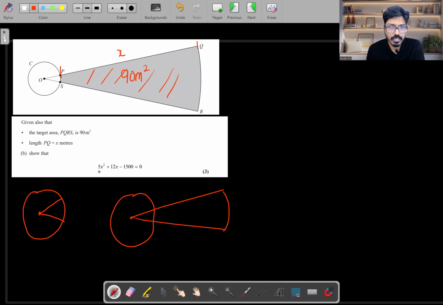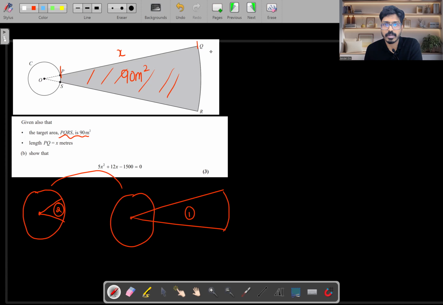So we have to show that 5x square plus 12x minus 1500 is equal to 0. You might have a doubt, like, how will I get into this equation? What is the clue? The clue is given here. The area of the shaded region is 90 meter square, which means we have to subtract the area of the smaller sector from the area of the bigger sector to obtain this equation. All right, so let's do that in a simple way.